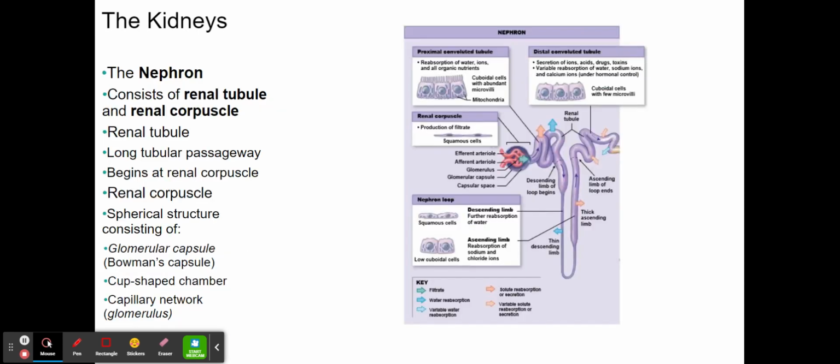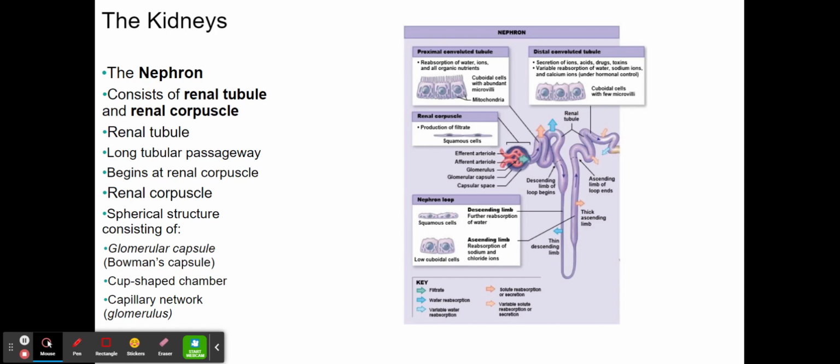So recall that kidneys remove waste from the blood and help to regulate blood volume and blood pressure, blood ion levels, and blood pH. In the kidneys, the functional units, or the smallest structures that can carry out the functions of the system, are the nephrons. Each nephron consists of a renal corpuscle and a renal tubule. The renal corpuscle is a spherical structure consisting of the glomerular, or Bowman's capsule, which is a cup-shaped chamber approximately 200 micrometers in diameter, and a capillary network known as the glomerulus.